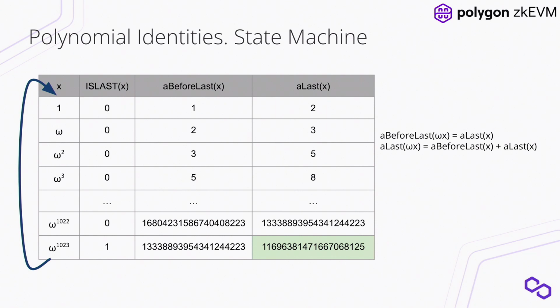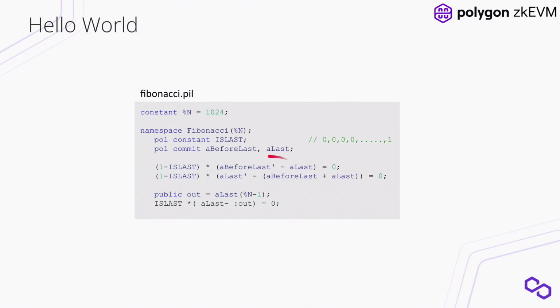In order to do that, we create another polynomial. It's not a committed polynomial. In this case, it's a pre-processed polynomial, a constant polynomial, a polynomial that we know beforehand. It's zero everywhere, except for the last row, where it's one. So we apply the condition to all the lines except for the last one. When the last line is one, then this is zero, so it is going to be fulfilled no matter what the values are. But in the other cases, the state transition must be fulfilled.